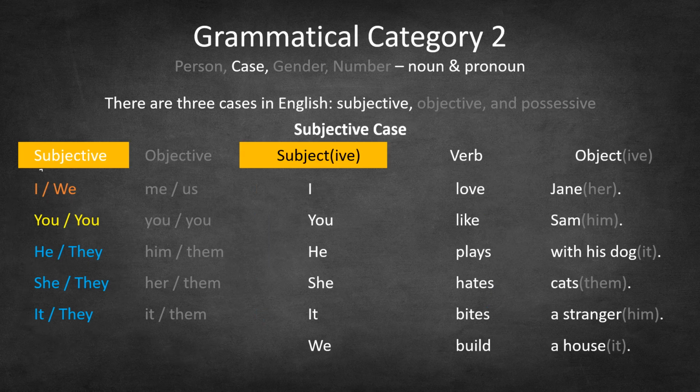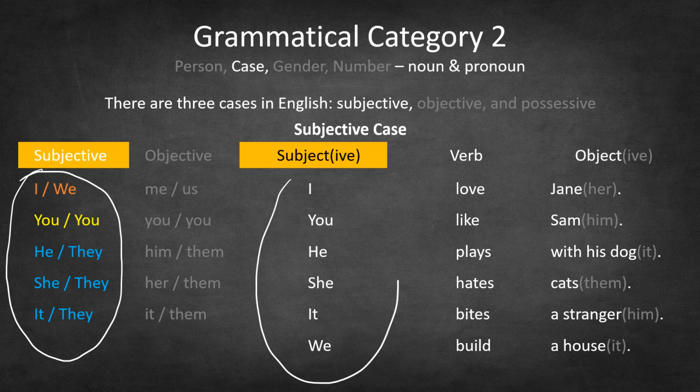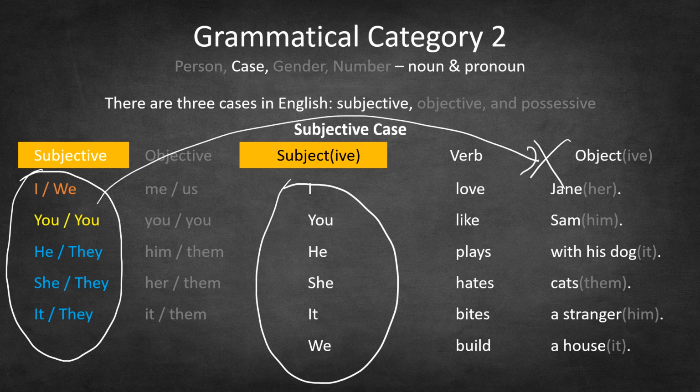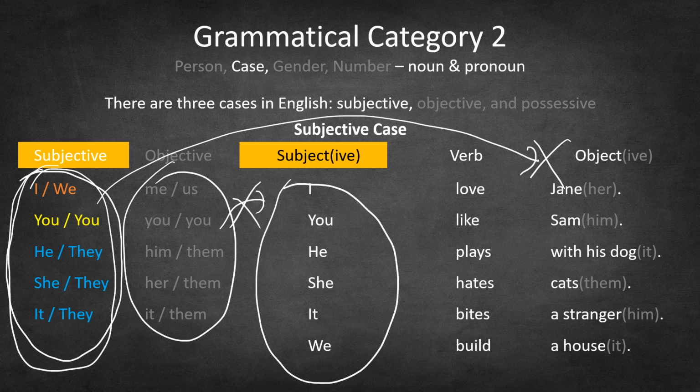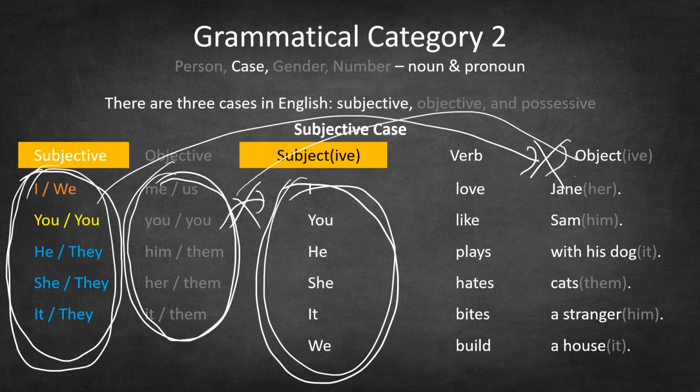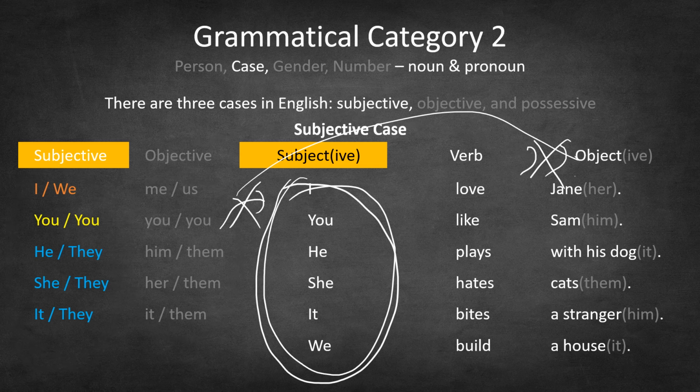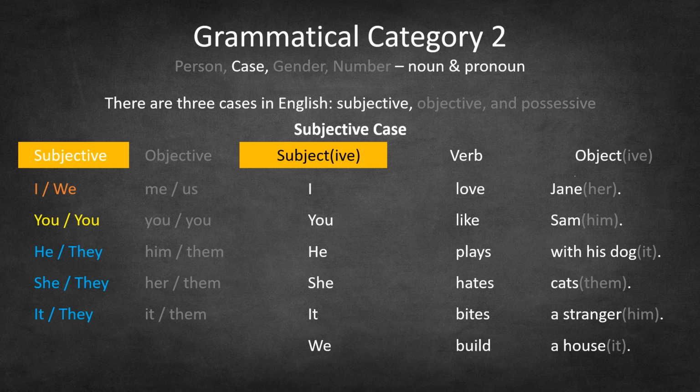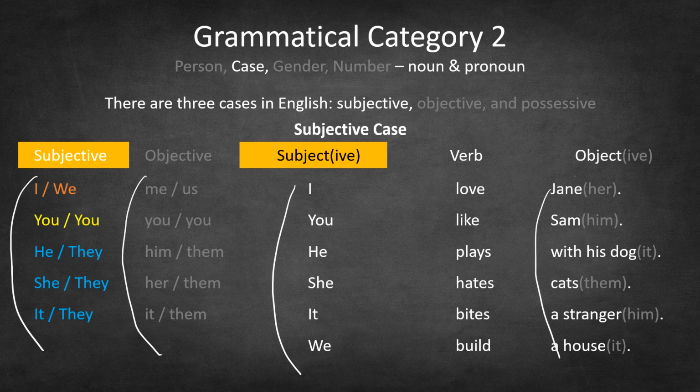Look at this. They are subjective pronouns. So you can use them here only. You cannot use them here, or you cannot use them here. Only these subjective pronouns here in subject. Later, you can use these objective ones here in object. Okay, so please don't get confused. Subjective for subject only, objective for object only.